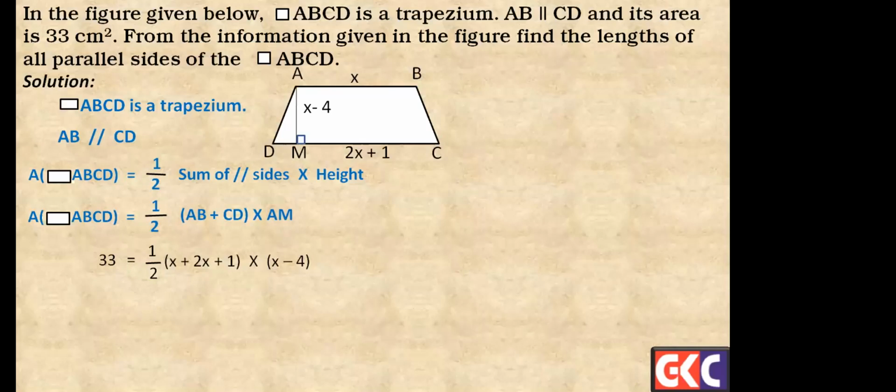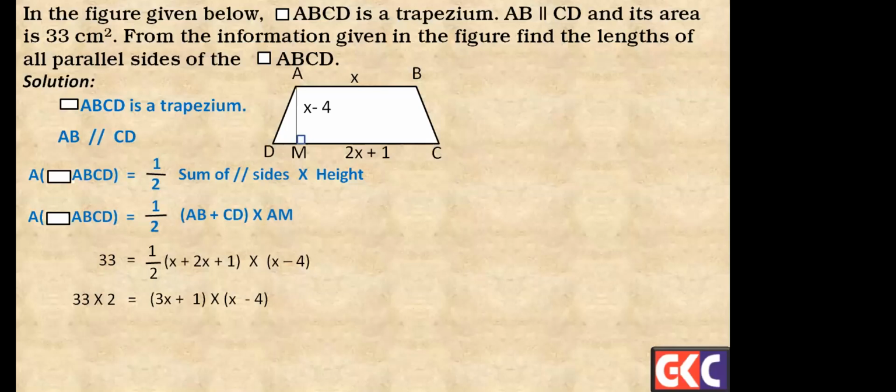Now once we substitute the values, what are the things which we can do? Bracket के अंदर कुछ solve हो सकता है. x plus 2x है. So what is x plus 2x? You know it very well. Plus 1. So automatically, and that half, that 2 can go on the other side. What will I get? That 2 goes and multiplies 33, and then x plus 2x is 3x. 3x plus 1, and into x minus 4.